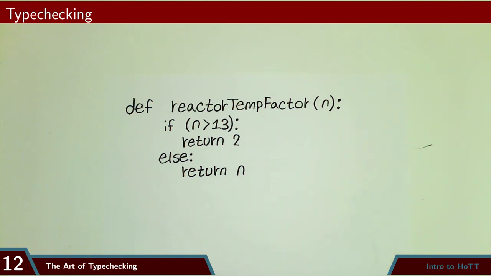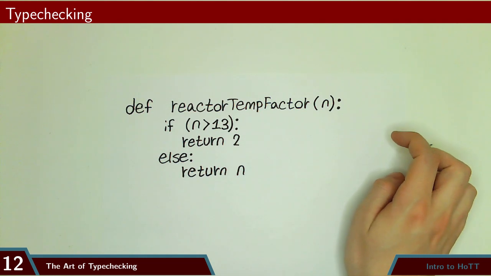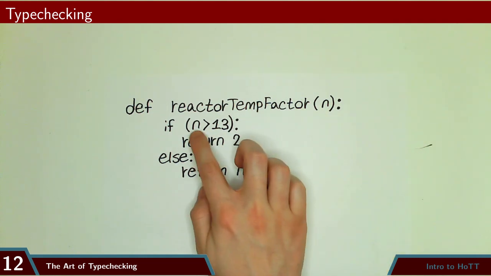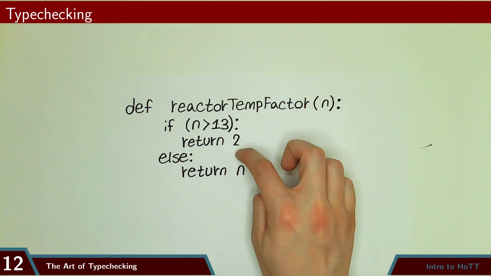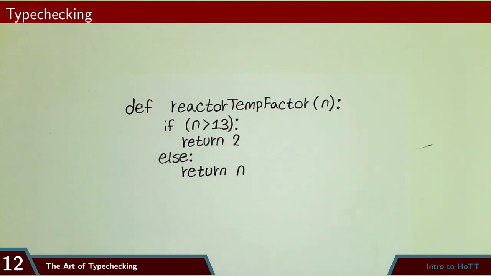So this was the correct version, the one that actually worked. And this one does not contain any type errors. And so in order to verify that, here's what the type checker does. It's going to break this whole program phrase down into smaller terms. So n is a term, n greater than 13 is a term, 2 is a term, n is a term, etc. And then it's going to try to assign each term a type. And the type says what kind of data it is.